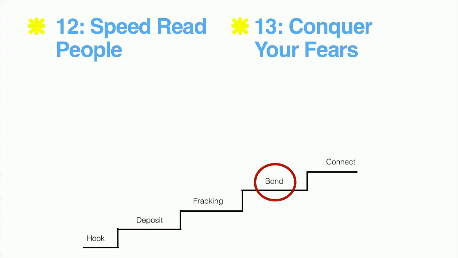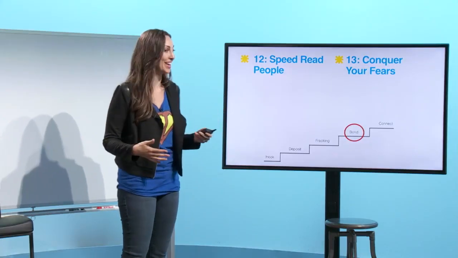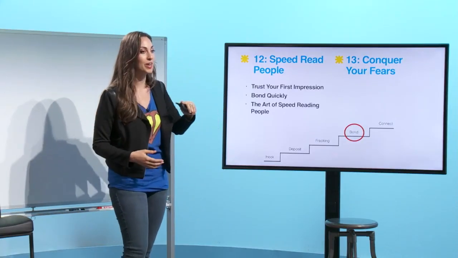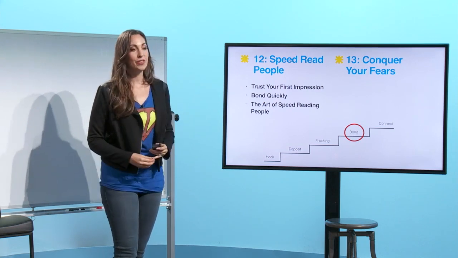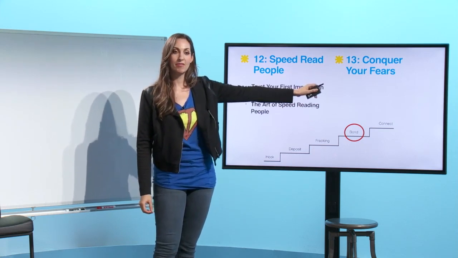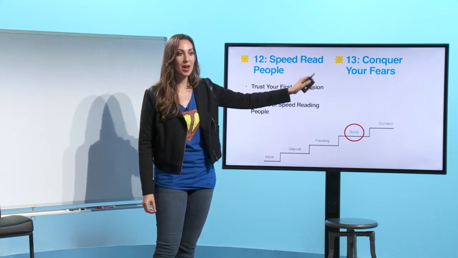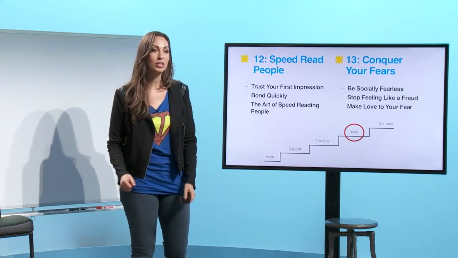Tomorrow, we are going into speed reading people, which is using all of the skills we have learned so far. We're going to be putting it all together in one lesson tomorrow. That is trusting your first impression, bonding quickly, and the art and science of speed reading. 13 is a big one. It's the last step before we go to the connect phase. That's the only way that we can get there, is to go through conquering our fears. I'm going to teach you how to be socially fearless.